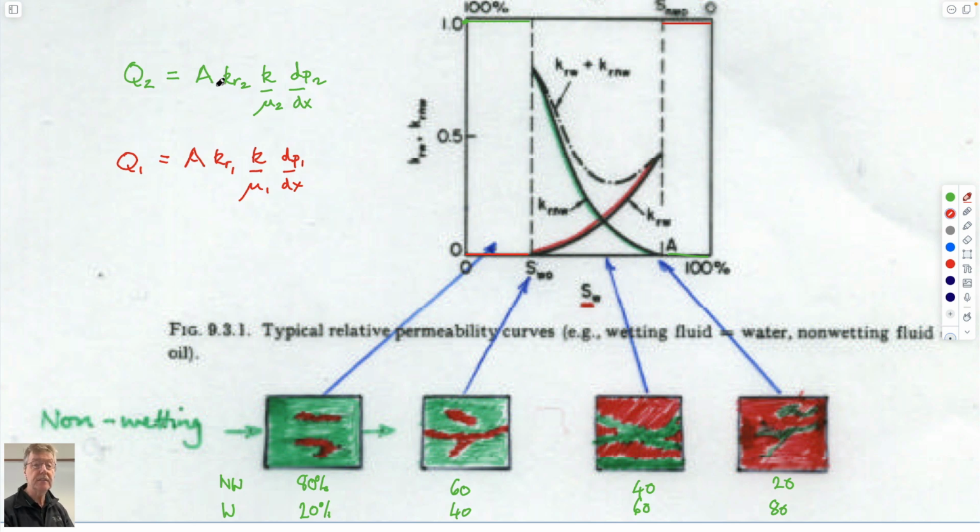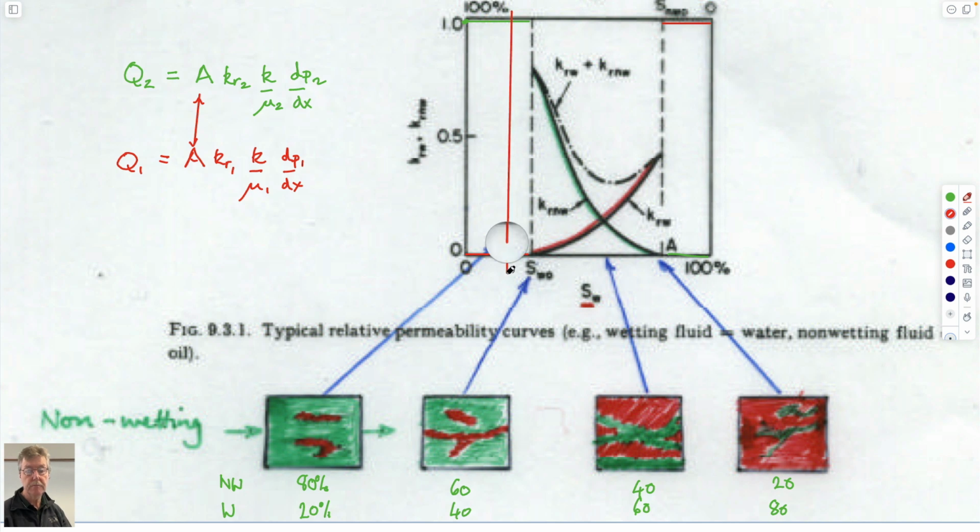But the important thing is this is the area of the core, and it's the same in both of these, the cross-sectional area of the full core. What allows you to scale the proportion of the core that's filled with one fluid is this relative permeability. So if we're here at 80-20, then this saturation, the non-wetting fluid saturation, is 80%.